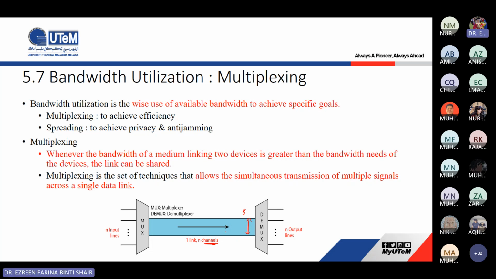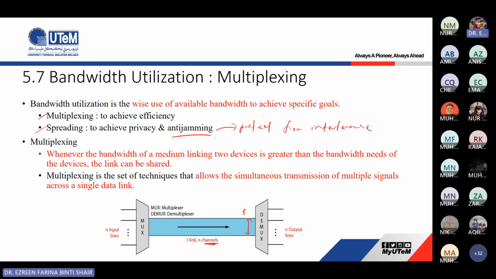Okay, so in order to make sure that we have the maximum utilization of the bandwidth, we can use multiplexing and also spreading. Multiplexing is the process to achieve efficiency, and spreading is to achieve privacy and anti-jamming. What is anti-jamming? It is actually to protect from interference. So we will focus on the multiplexing.